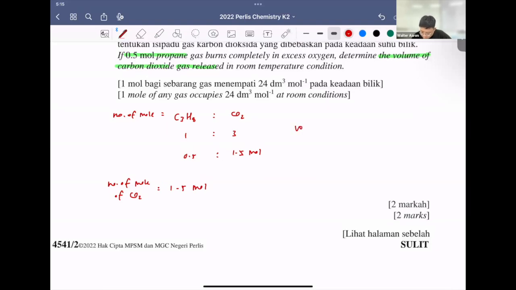So right now, to calculate the volume of carbon dioxide gas produced will be 1.5 times 24, right? So just put here 1.5 mole times 24 decimeter cube. You should be able to get 36 decimeter cube of gas.